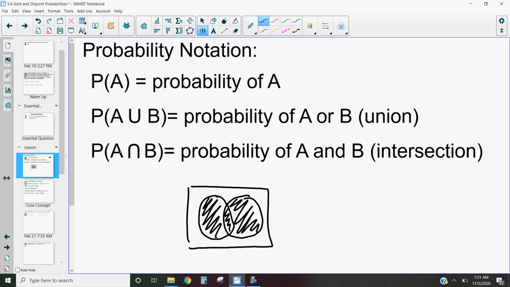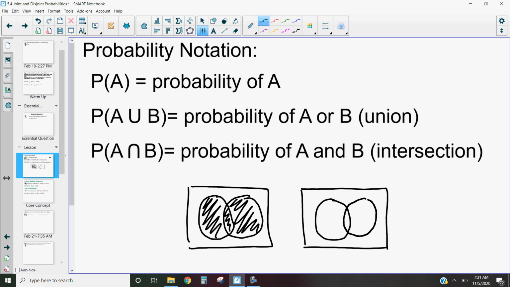Now, we also have the intersection of A and B. So that's the probability of A with this upside down U followed by B. And the intersection means we only want the overlap of those two events, or the probability of A and B occurring. So this is the probability of A occurring. This is the probability of B occurring. The intersection is just this piece in the middle.